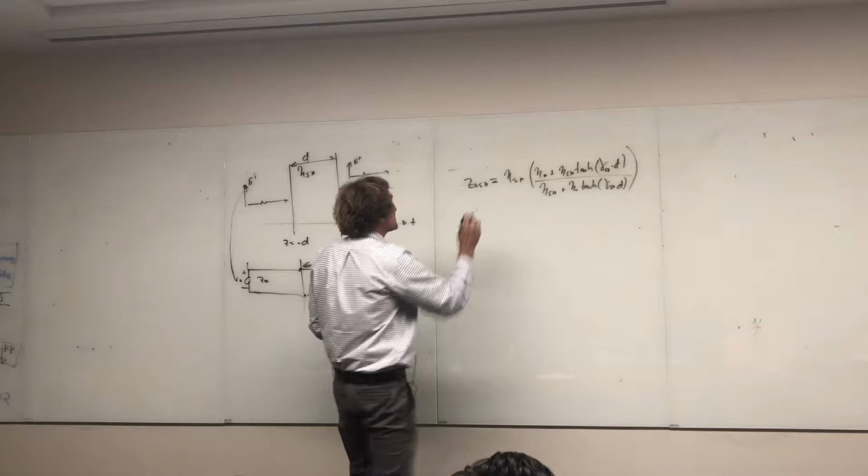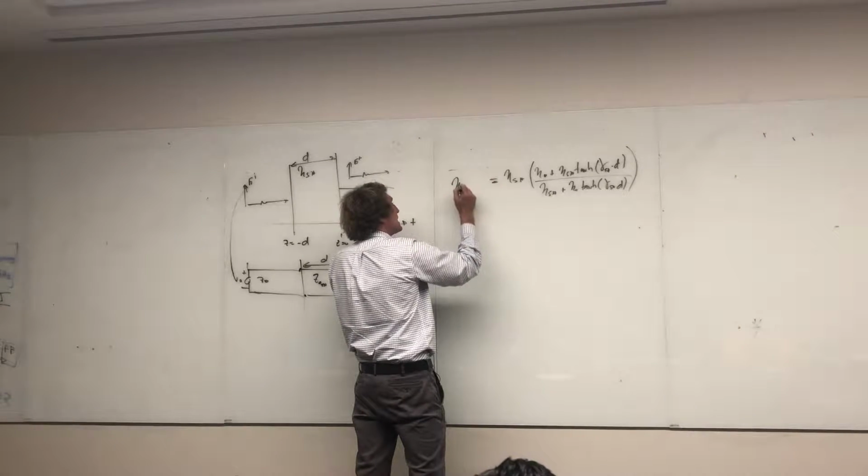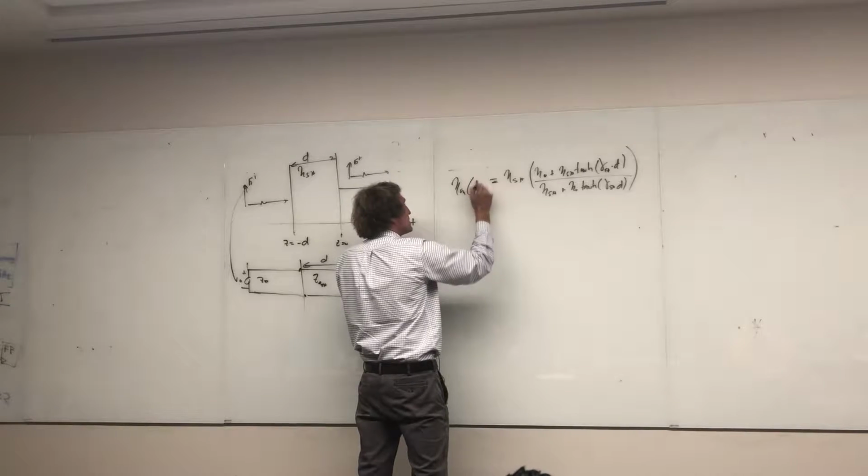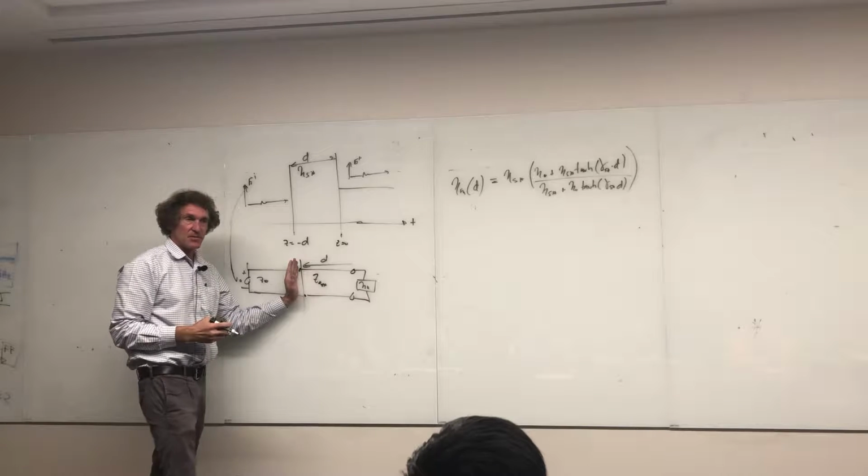Right there. And that's actually, I call this Z, or call it eta n of the shield at point D. So this is what the input impedance of this looks like. Do you follow me on this, class?